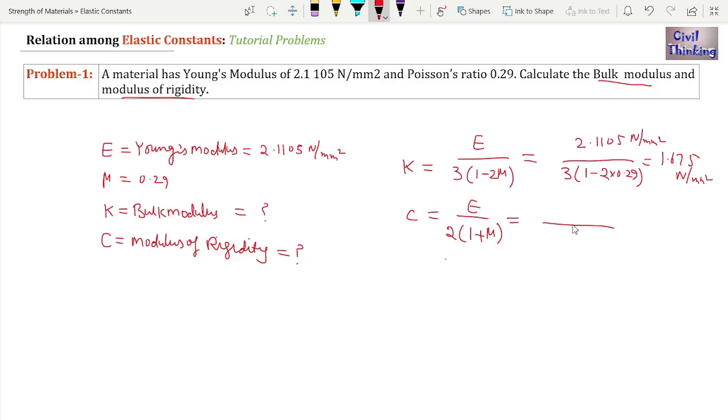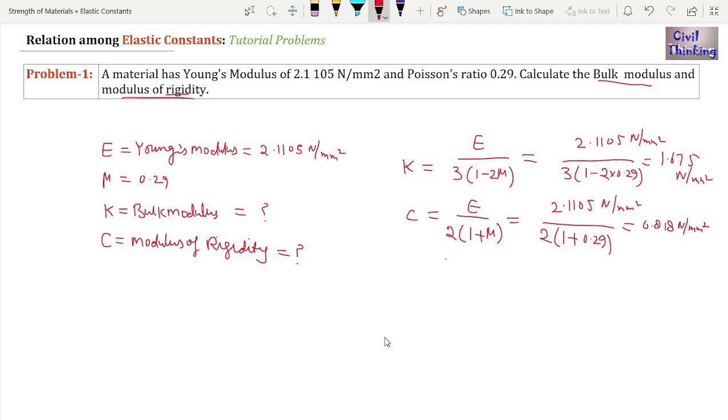Now here we will put the value of E, it is 2.1105 Newton per millimeter square, divided by 2 multiplied by 1 plus mu, Poisson's ratio is 0.29. Now when you use the calculator, I get the value to be 0.818, and of course it is Newton per millimeter square. So we also get the modulus of rigidity C to be 0.818 Newton per millimeter square.